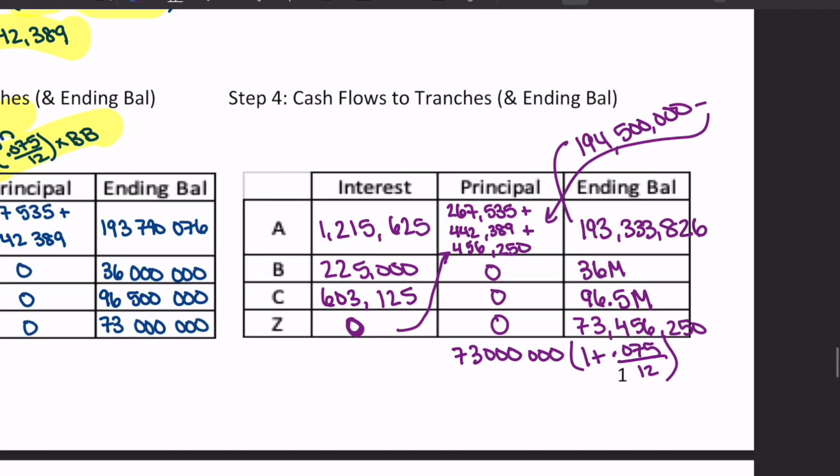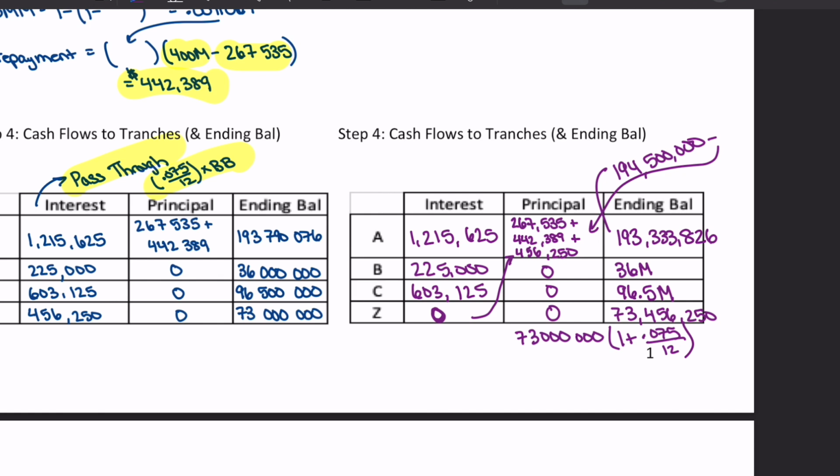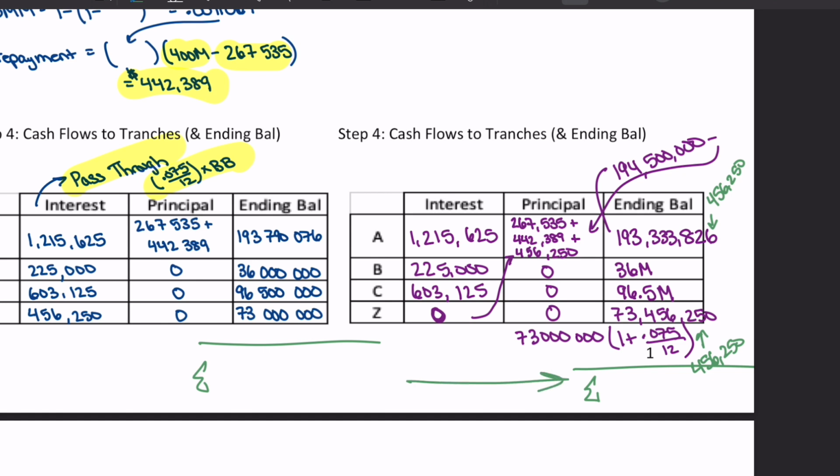Now, what happened here if I compare across these two tables? The ending balance of A decreased by $456,250, and the ending balance of Z increased by $456,250. So net, those cancel out. If you were to take the sum of this ending balance column and compare it to the sum of just the sequential column, you end up with the exact same number. So it's all just a difference of where that interest is being allocated.